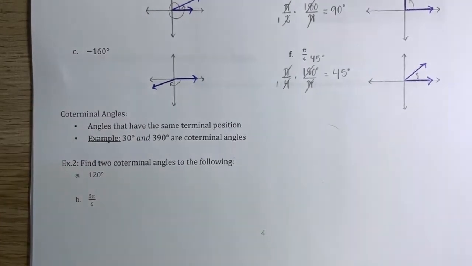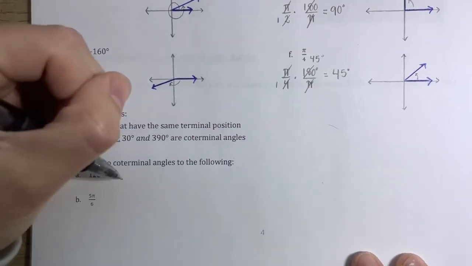So in order to find a coterminal angle, you can add 360, and you can add as many 360s as you want. So if you want to continue to add 360 to get to another one, you can, or you can even subtract 360. So as long as for degrees you're adding or subtracting 360, that's going to get you to an angle that stops in the same spot.